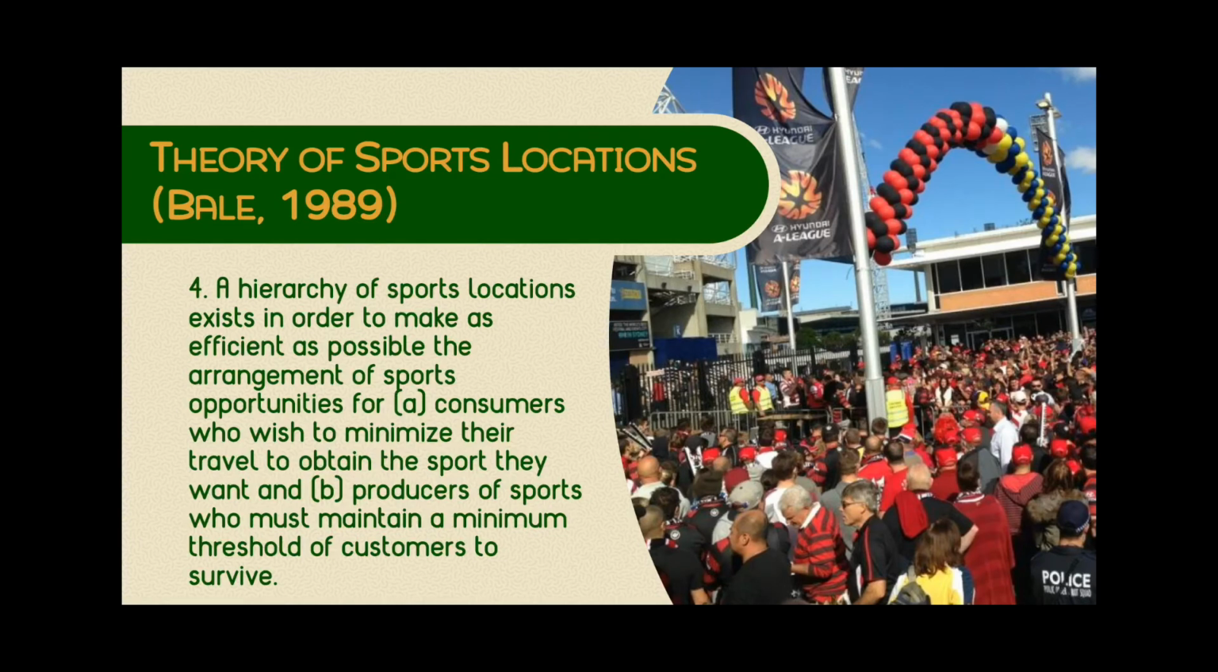A hierarchy of sports locations exists in order to make as efficient as possible the arrangement of sports opportunities for consumers who wish to minimize their travel to obtain the sport that they want, and B, producers of sports who must maintain a minimum threshold of customers to survive. So let's go first with the first note. This is for consumers who wish to minimize their travel to obtain the sport that they want. So usually the consumers would go to higher order sporting locations, especially if they want to enjoy more sports, then that is where they go.